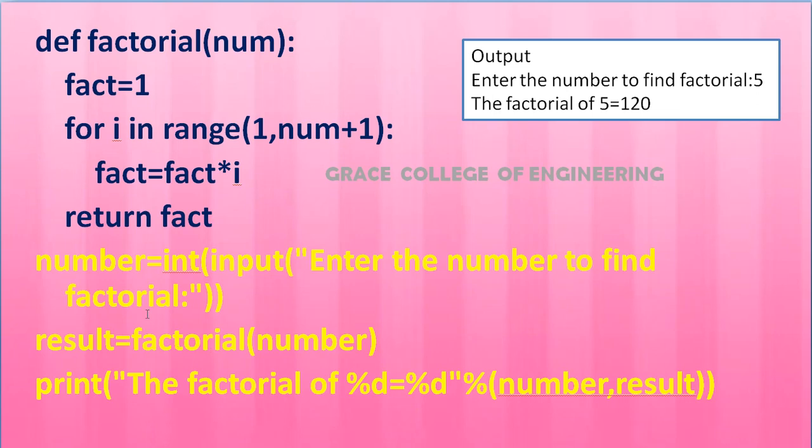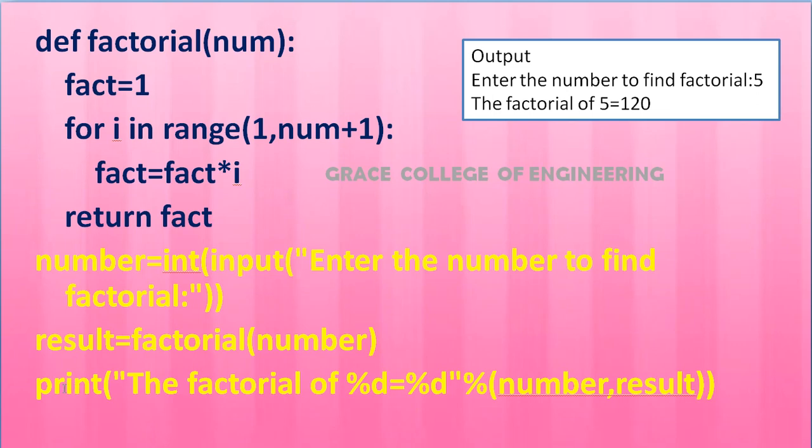If we call that particular function, it will directly move here, and instead of num, that number value will be replaced. So here you can see in the output 5 is given, so 5 will be passed here. Then it will move inside the range. So 1 comma 5 plus 1, that is 6, will be there. In the range, you all know 1 comma 6 means it will execute from 1 to 5 only.